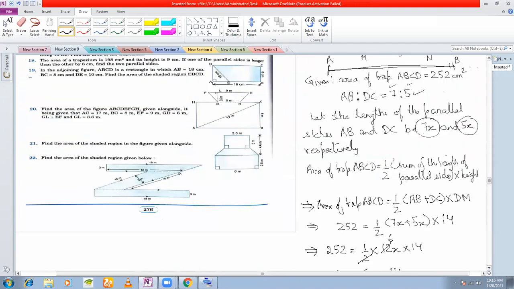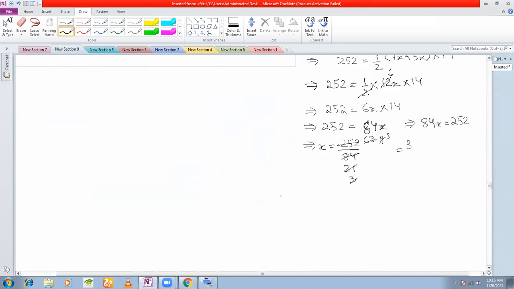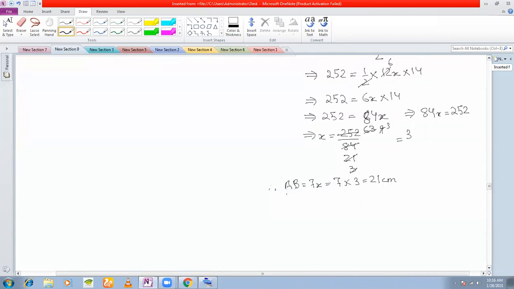If you're getting x is equal to 3, then what is the length of AB? AB is 7x. So therefore AB must be equal to 7x is equal to 7 into 3, which is 21 centimeters. This is the length of AB. And what is the length of DC?